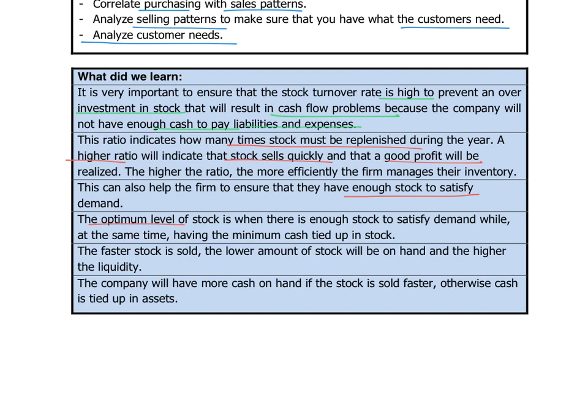The optimum level of stock is where there's enough stock to satisfy the demand, but not so much stock that your money is tied up in it and you don't have money to pay your expenses and liabilities. The faster the stock is sold, the lower the amount invested in stock, and the quicker you will have money available to pay your liabilities, which will give you a higher rate of liquidity. The company will have more cash on hand if stock is sold faster, otherwise the money is tied up in the assets until it's sold and can be exchanged for money.